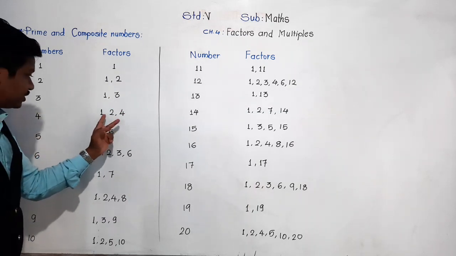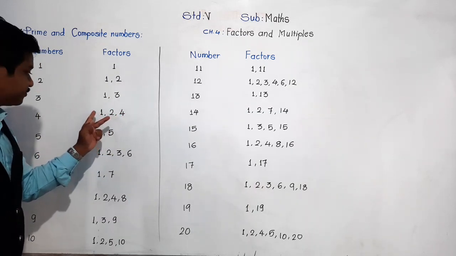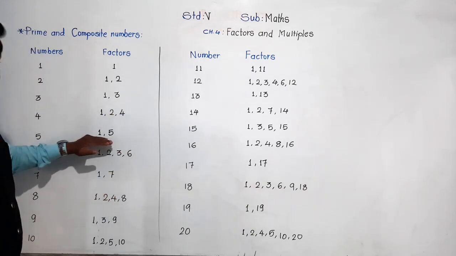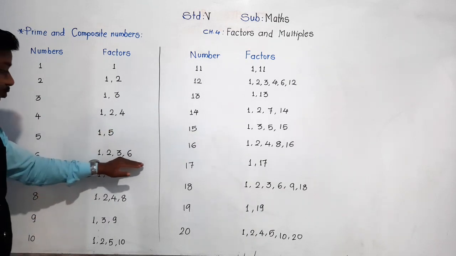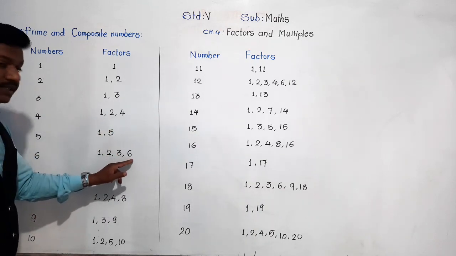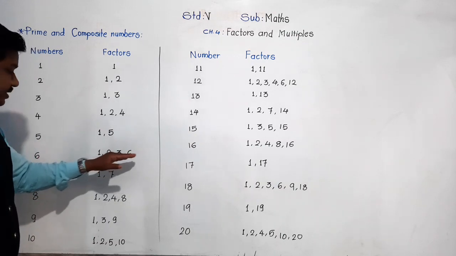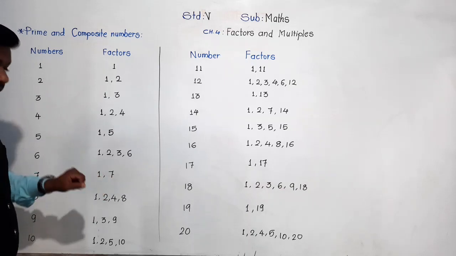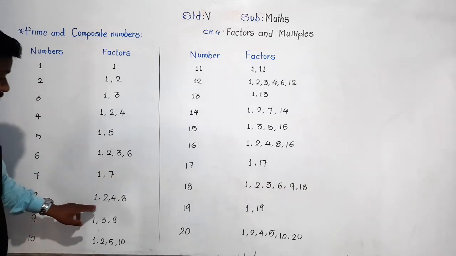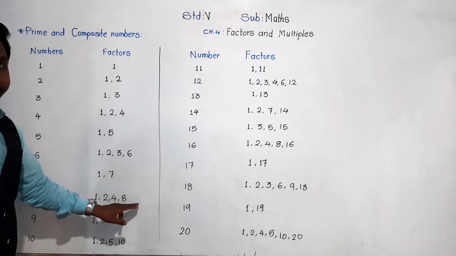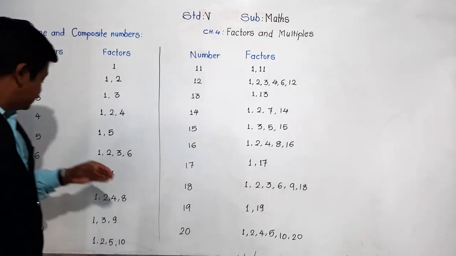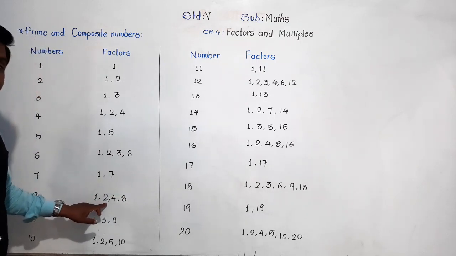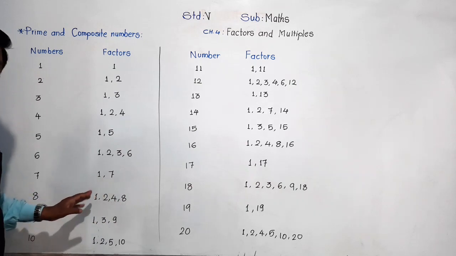4 has three factors, 1, 2 and 4. That means 4 terms in the table of 1, table of 2 and table of 4. 5 has 2 factors, 1 and 5 itself. 6 has 4 factors, 1, 2, 3 and 6, okay? So 6 terms in these 4 tables. 7 has only 2 factors, 1 and 7. 8 has 4 factors, 1, 2, 4 and 8, okay? So if you observe, then you come to know that 8 appears in the tables of these 4 numbers. In the table of 1, in the table of 2, that is 2 fours are 8, 8 ones are 8, okay.